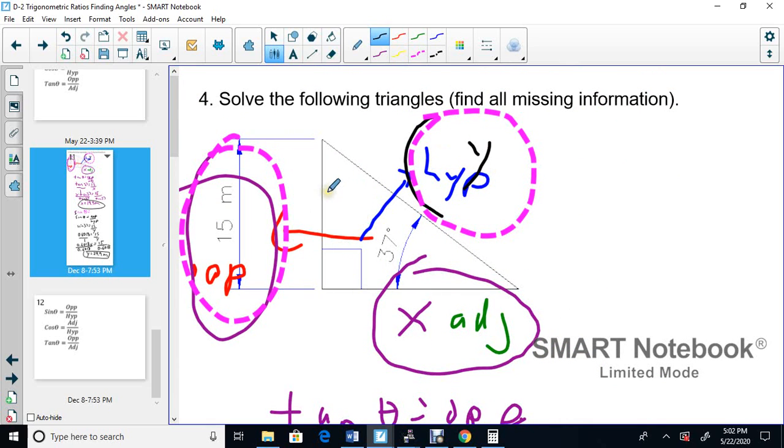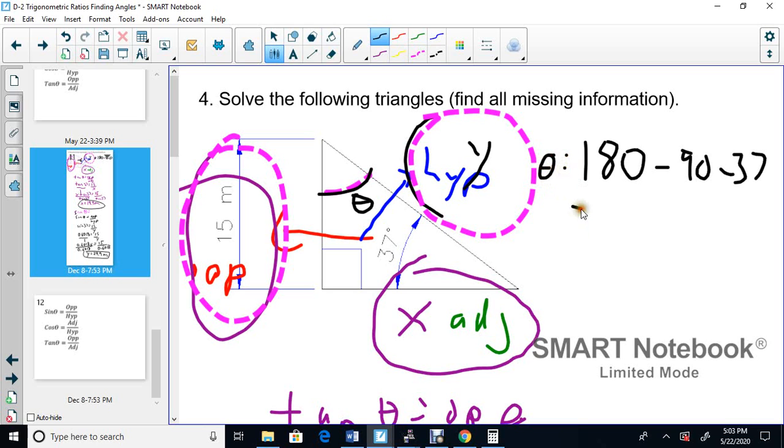Now we still don't know this angle up here. We'll call it theta. All the angles in a triangle add up to 180, so 180 minus 90 minus 37. If you subtract 90 and 37 from 180, you can figure out theta. That's 90 minus 37, which is 53 degrees.